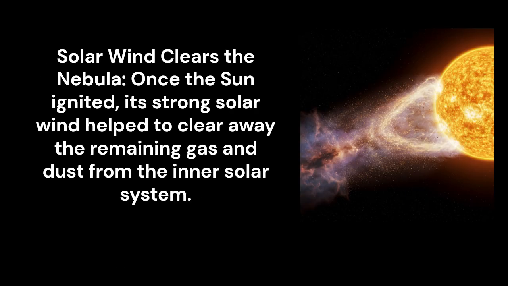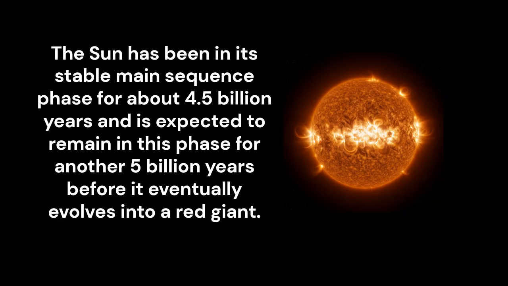Solar wind clears the nebula. Once the Sun ignited, its strong solar wind helped to clear away the remaining gas and dust from the inner solar system. The Sun has been in its stable main sequence phase for about 4.5 billion years and is expected to remain in this phase for another 5 billion years before it eventually evolves into a red giant.